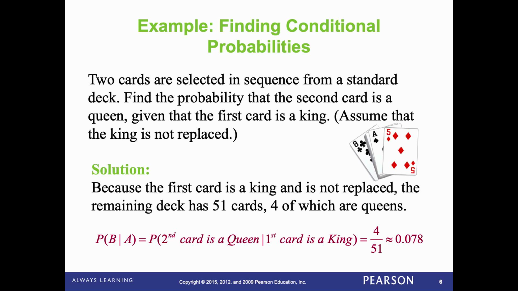All right, solution. Because the first king is taken away and not replaced, you no longer have a sample size of 52 cards. The remaining deck is now 51 cards. And because there are 4 queens, you now have a 4 in 51 chance of picking a queen, given that the first card was a king. So 4 out of 51, made into a decimal, is approximately a 7.8% chance.